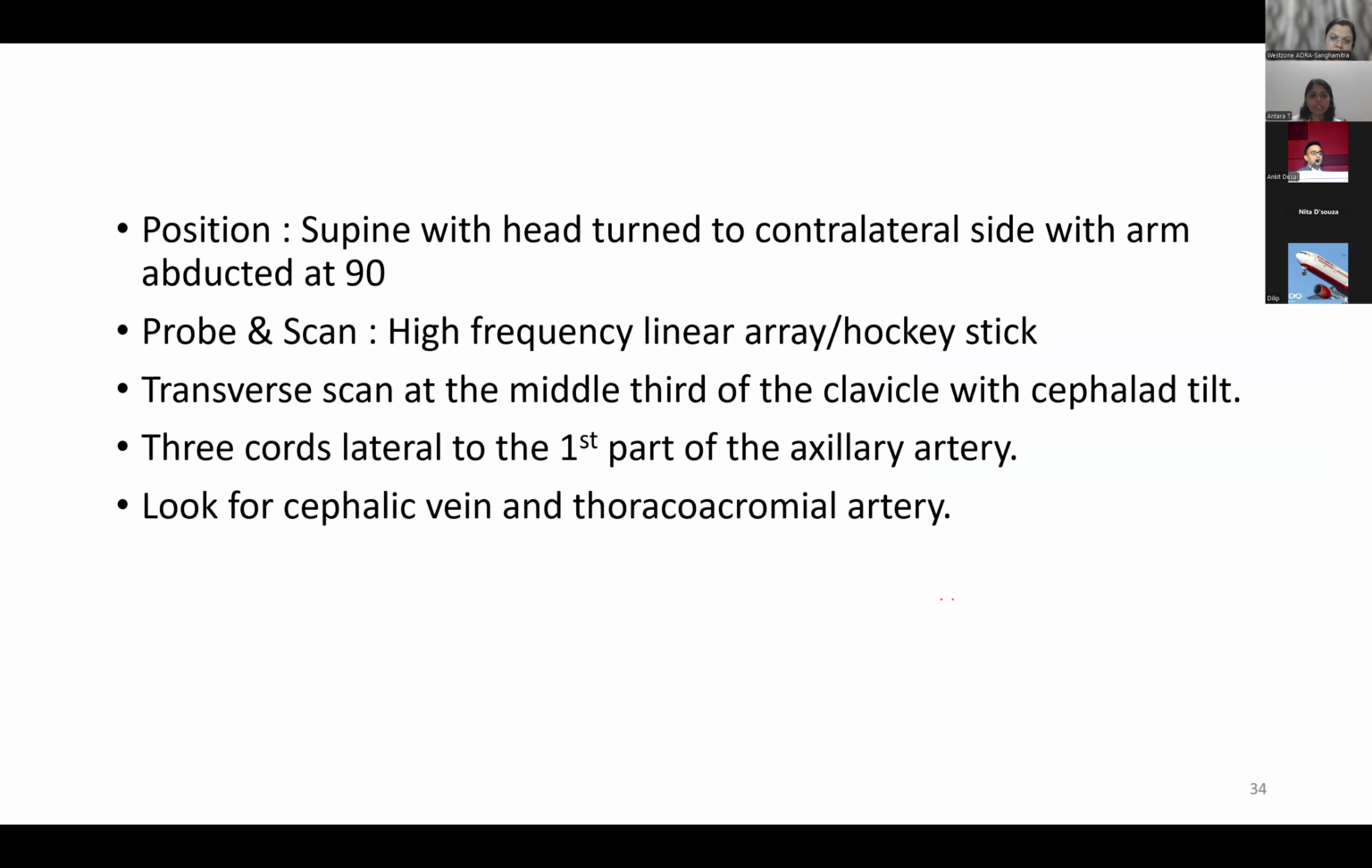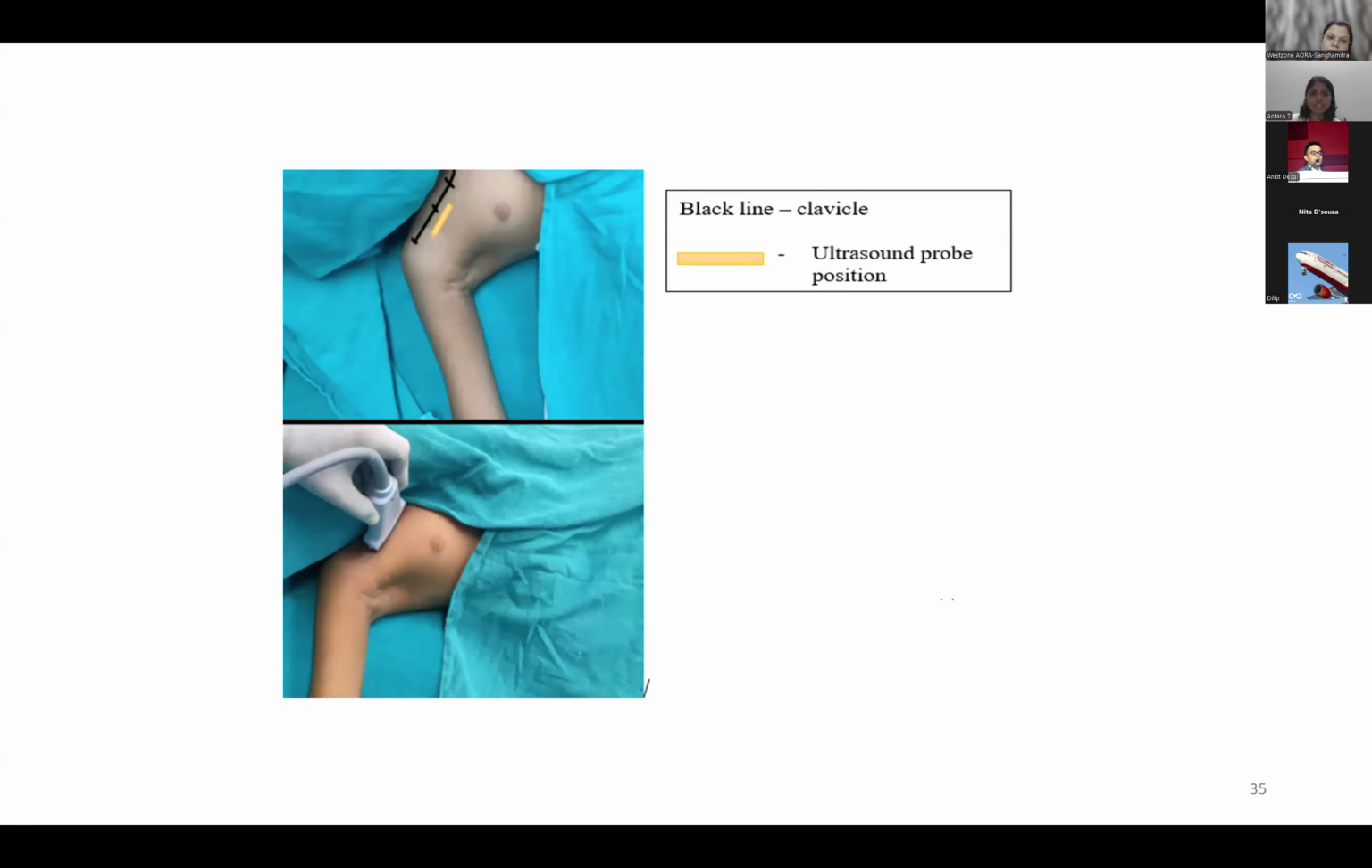In this block, the patient's position is supine with the head turned to the contralateral side with arm abducted at 90 degrees. We use a high frequency linear array probe; in very small children, a hockey stick probe. We transversely scan at the middle third of the clavicle with a little bit of a cephalad tilt. We see three cords lying lateral to the first part of the axillary artery. In this scan, we also try to scan and look for the cephalic vein and the thoracoacromial artery. So this is how we place the probe parallel to the clavicle with a cephalad tilt in the middle third of the clavicle.